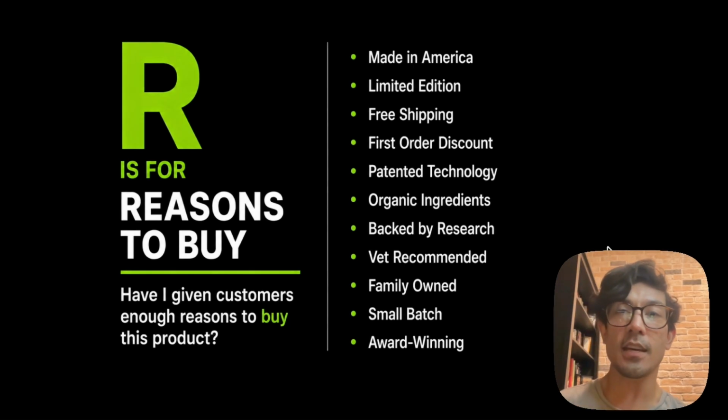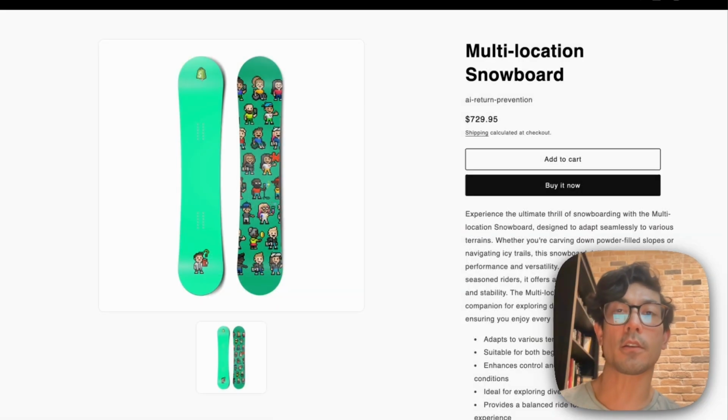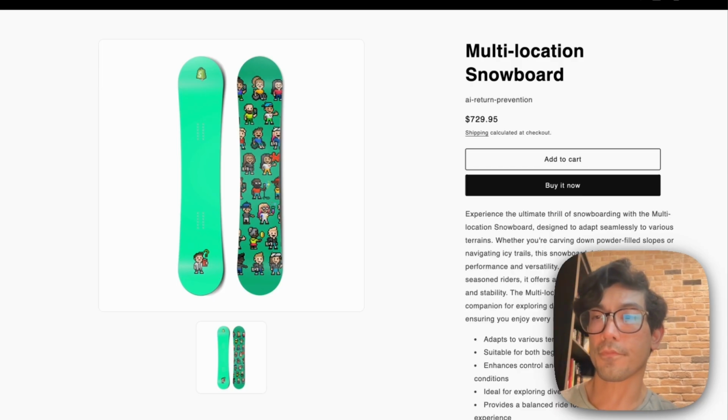All of these things can be turned into icons, things that can be sprinkled throughout the product page to communicate value without saying that much. These are little ways to nudge the customer to hit that add to cart button. Now that you understand the CLEAR framework, I'm going to go ahead and audit an actual product page.